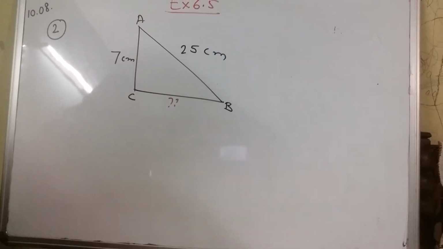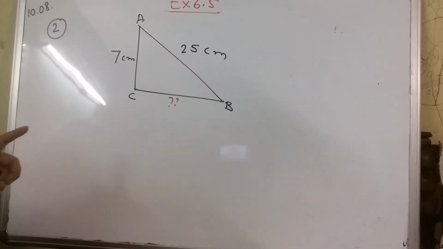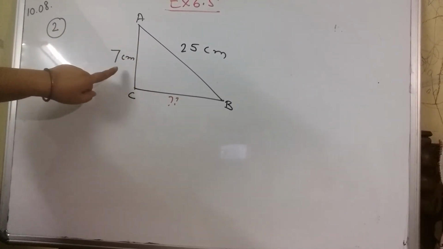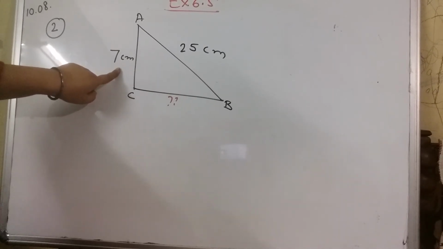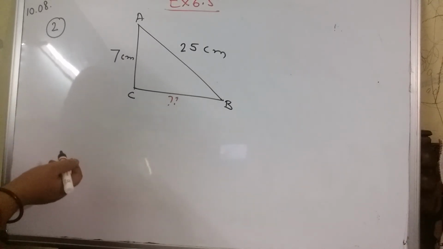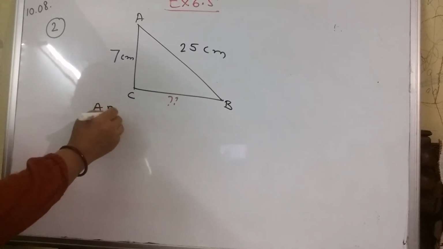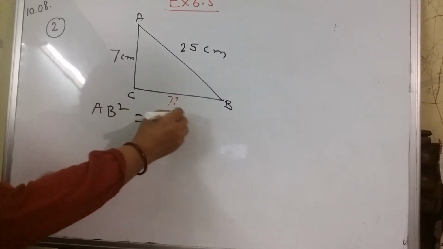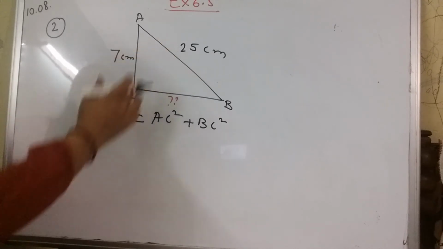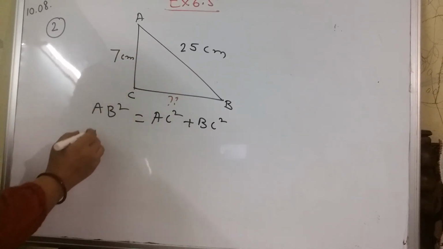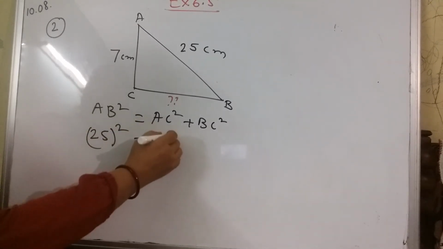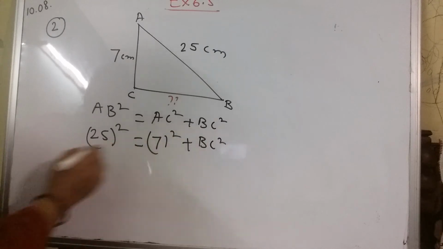Question number 2, it says ABC is a triangle, right angle at C. If AB equals 25 centimeter and AC equals 7 centimeter, find BC. Okay, so using Pythagoras theorem, we get AB squared equals AC squared plus BC squared. Now AB is given, that is 25. So 25 squared equals 7 squared plus BC squared.